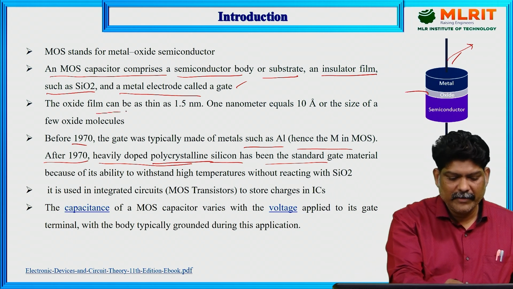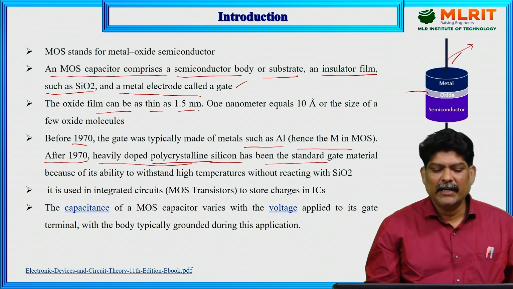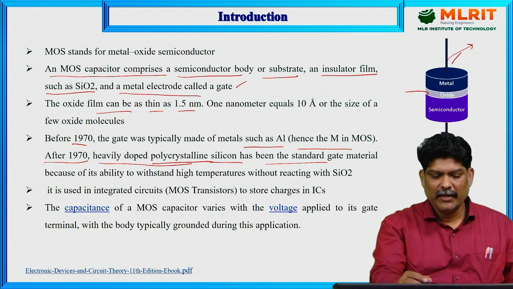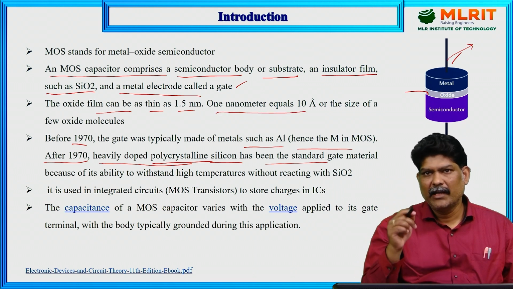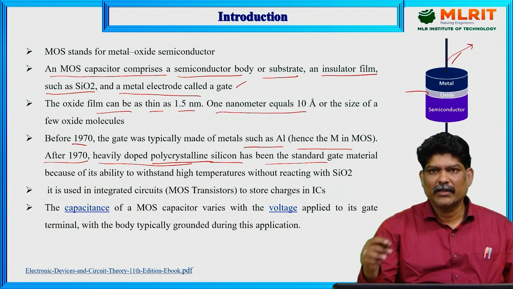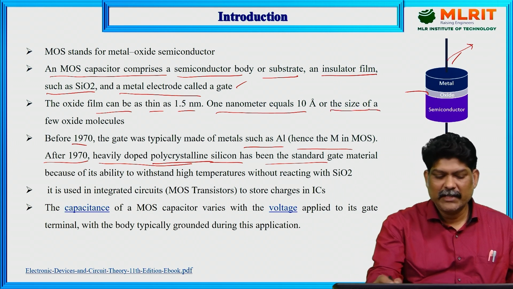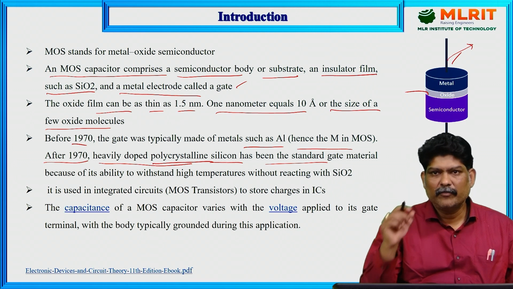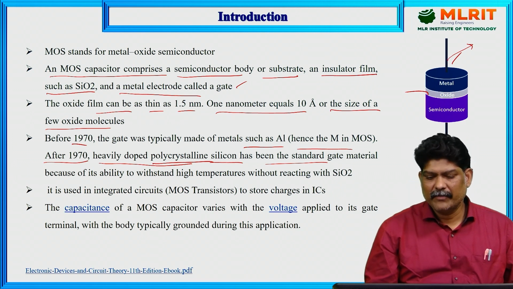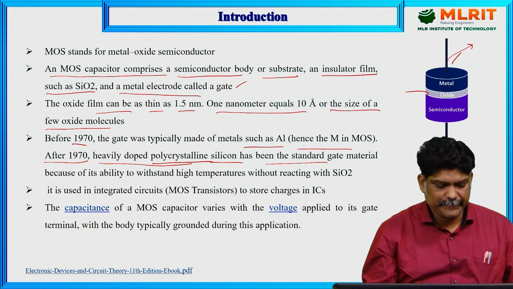The oxide film can be as thin as 1.5 nanometers, where 1 nanometer equals 10 angstrom. So it is very thin, a very limited portion of the total MOS capacitor, about the size of a few oxide molecules.